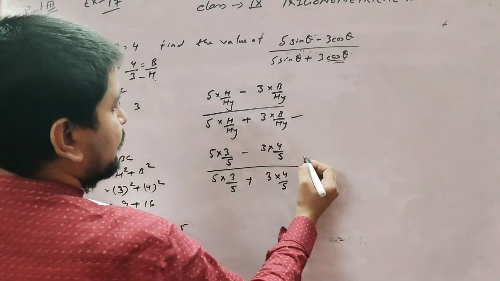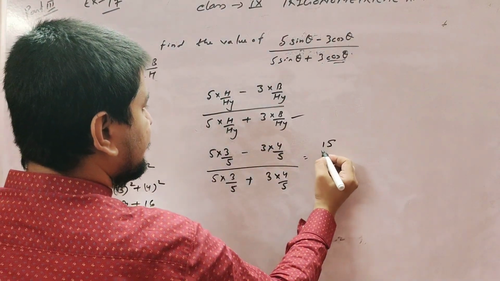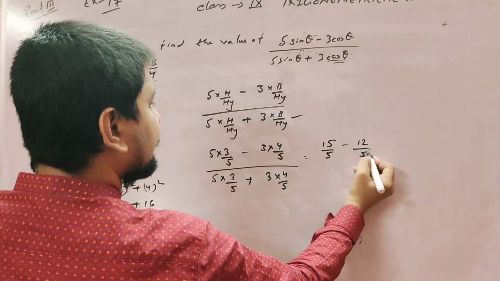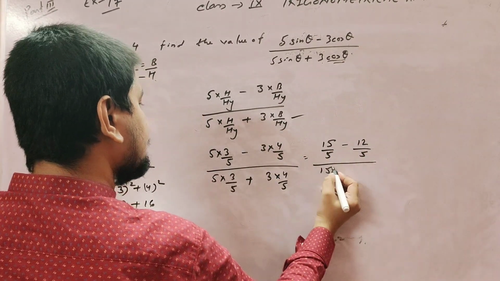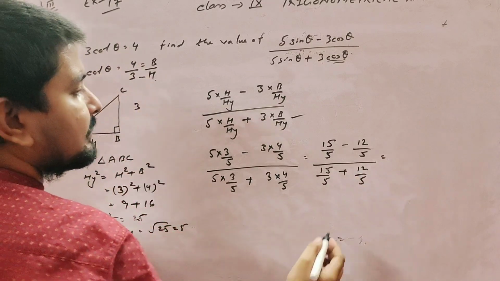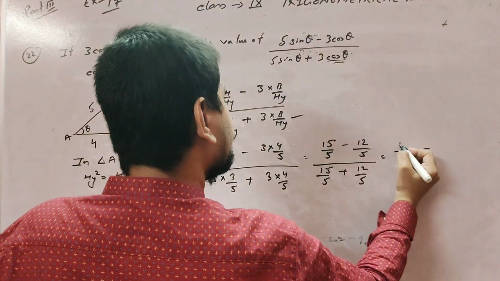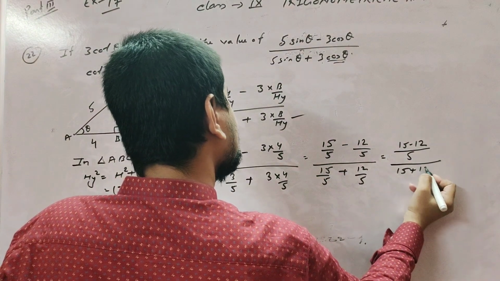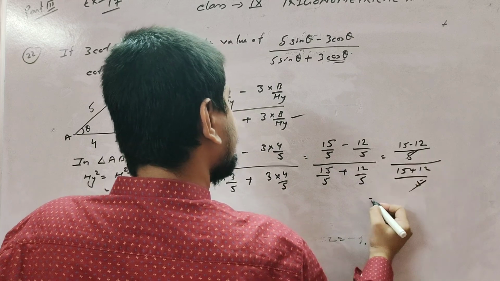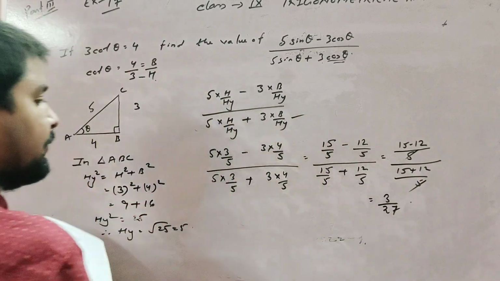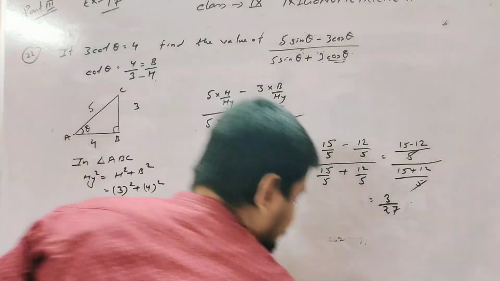Okay. So here 5 times 3 is 15 by 5 minus 12 by 5. And here again 15 by 5 plus 12 by 5. Taking the LCM of the denominator, that is 5. So 15 minus 12, and here 15 plus 12 by 5. This 5 cancels, that is 3. 15 plus 12, that is 27. So 3 upon 27 is the answer. Okay, note.